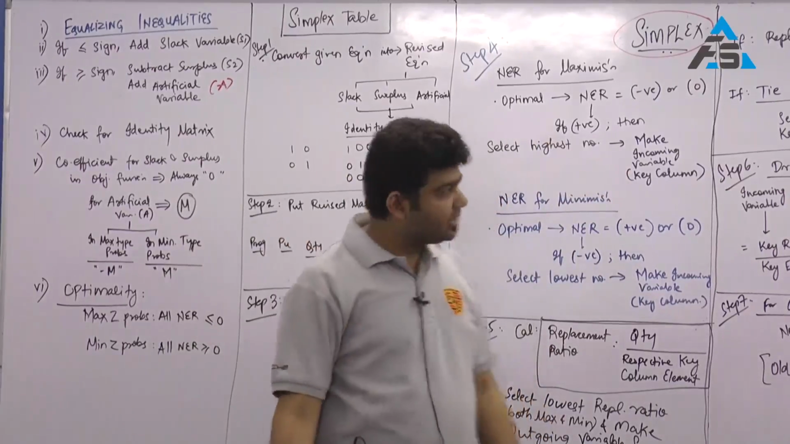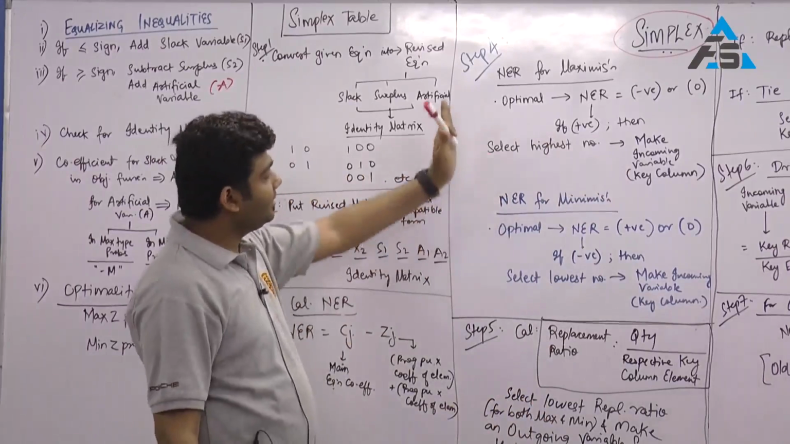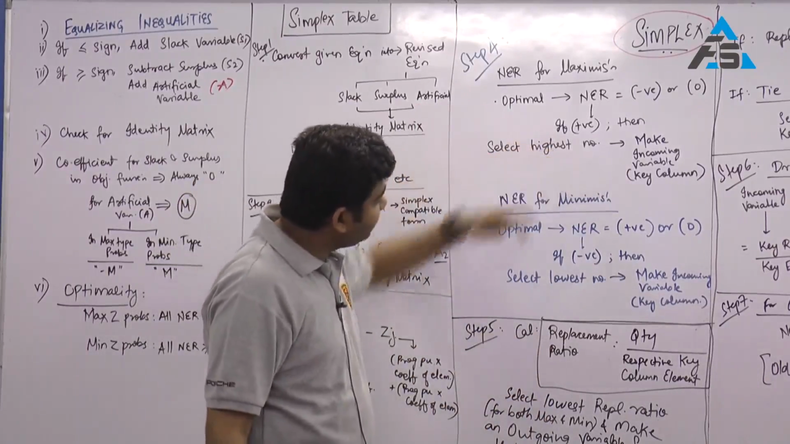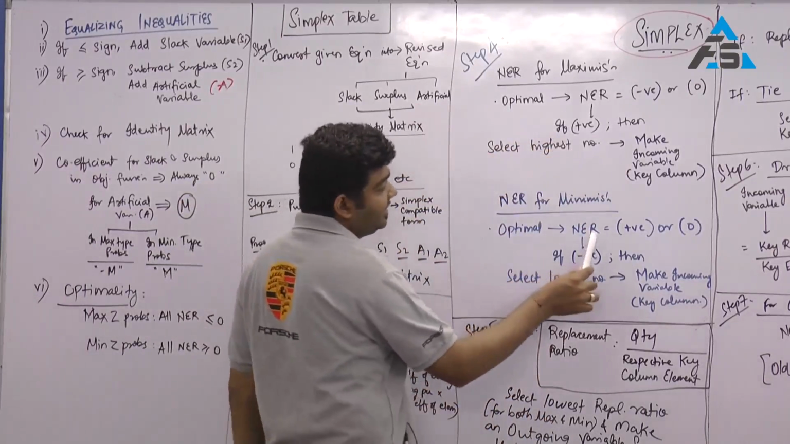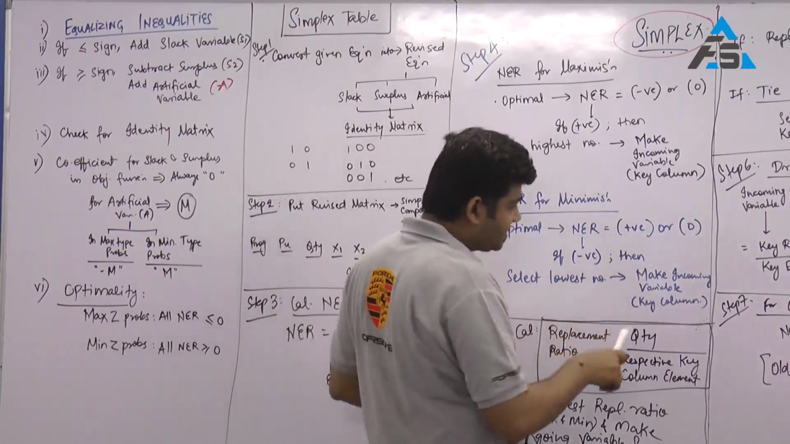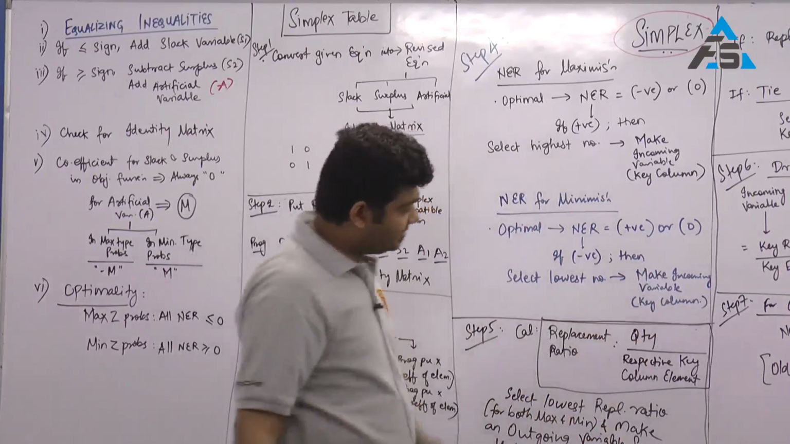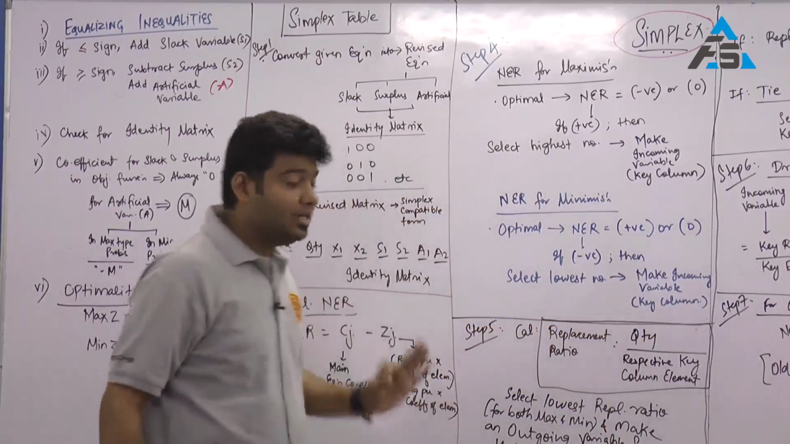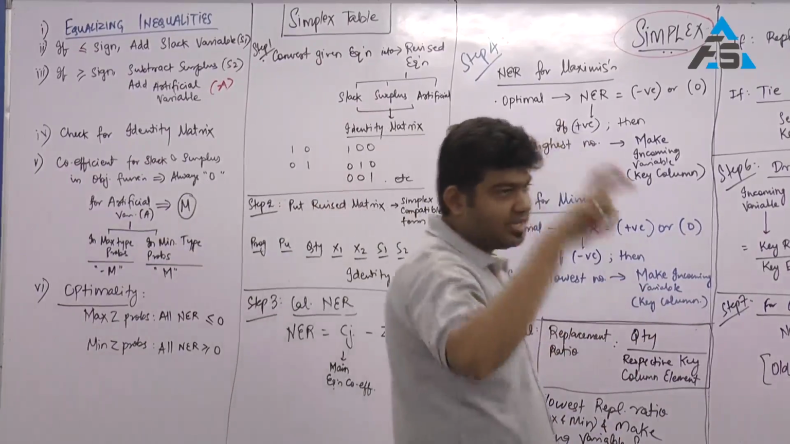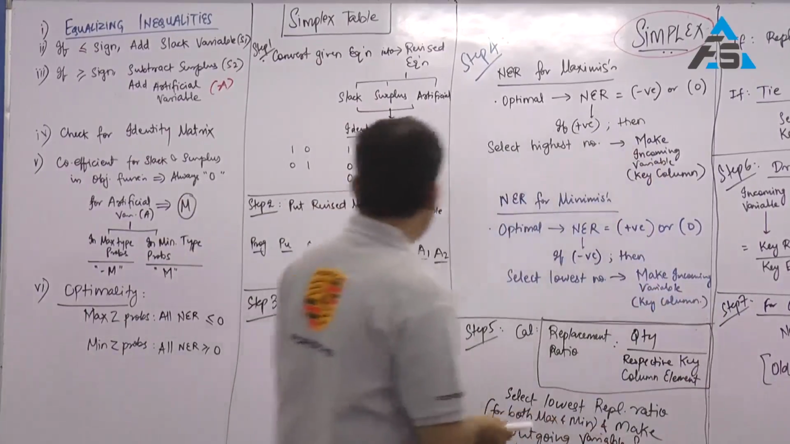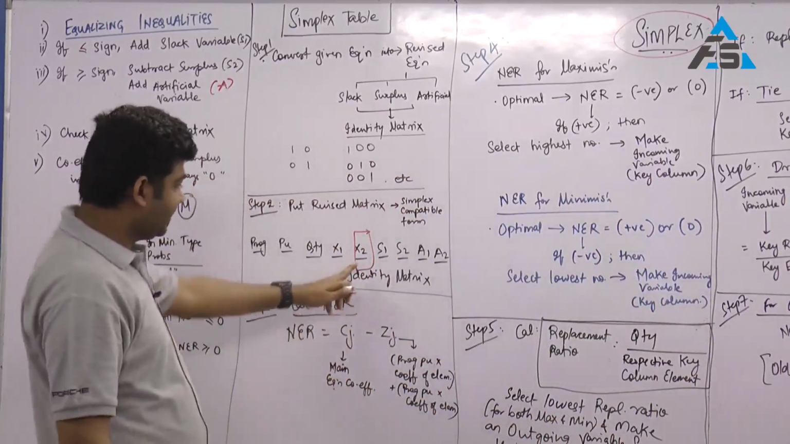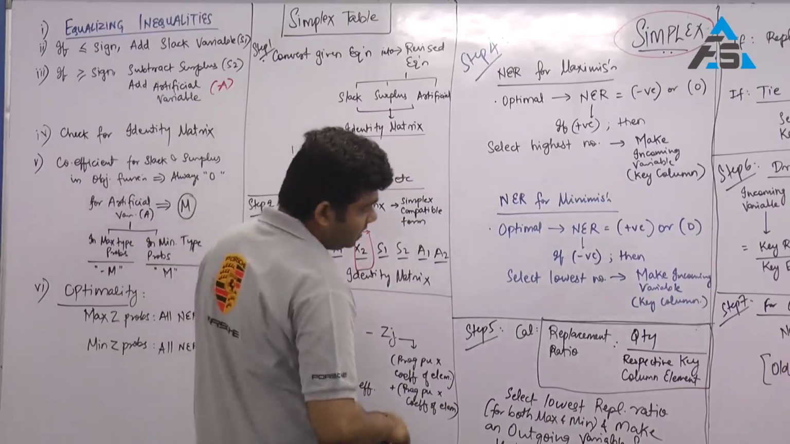I am assuming 2 days after this you have an exam, so we are in proper notes as to what I am trying to say. NER for minimization, optimality reached when NER positive or 0. If there is negative, then select the lowest number and make an incoming variable from there, which is also called a key column. Step 5: calculate replacement ratio. So now we have made the entry here, just assuming that this is the highest number or lowest number as the case may be. This is my key column.